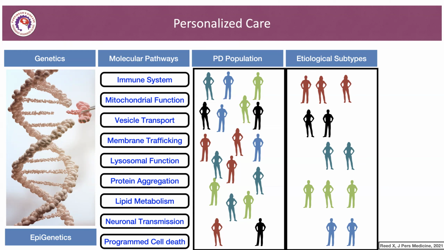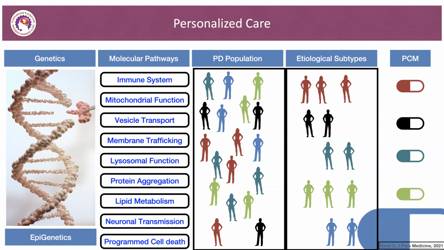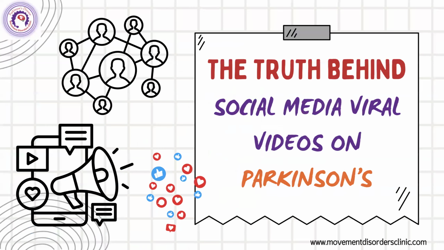And based upon each one of them, we need to decide which medication is best with the least side effects, or which may be curative. That is where personalized clinical medicine will come into management. And this is the phase wherein Parkinson disease management is going down the time.